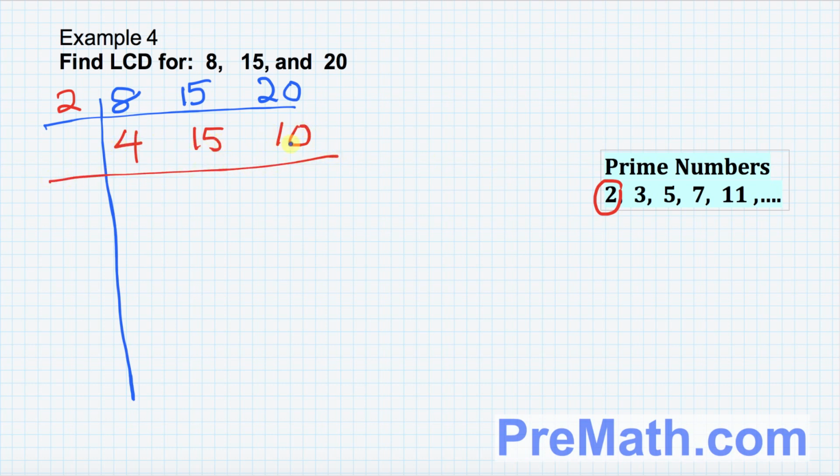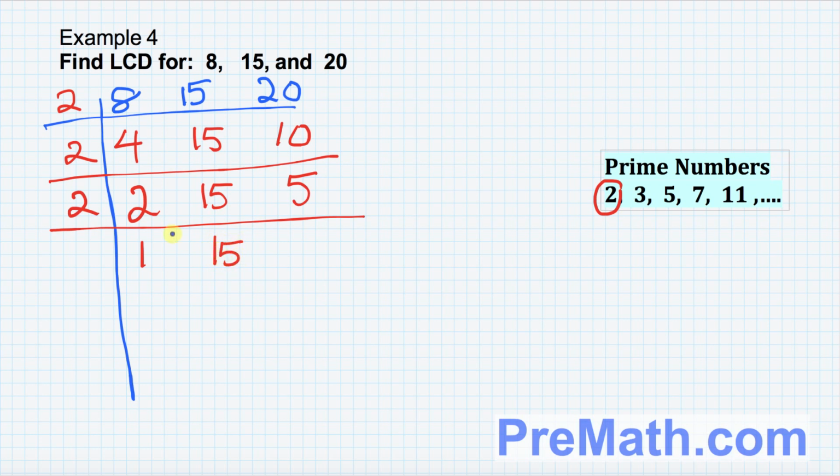What is going to be next? Are any of these numbers still divisible by 2? Yes. So I'm going to put down 2 once again up here. 2 goes into 4 how many times? Twice. It doesn't go into 15, leave it as it is. 2 goes into 10, how much? 5. Ask yourself again, are these numbers still divisible by 2? Any of them? Yes, 2 is divisible by 2. I'm going to put down 2 right up here. So this is going to become 1. Since 2 doesn't go into 15, leave it as it is. 2 doesn't go into 5, leave it as it is.